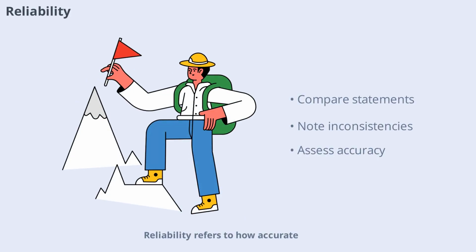Reliability refers to how accurate and consistent the patient's information appears. Compare their statements with available records or observations. Note any inconsistencies or signs of exaggeration or minimization. Assessing reliability helps you determine how much weight to give the patient's self-report in your overall evaluation.